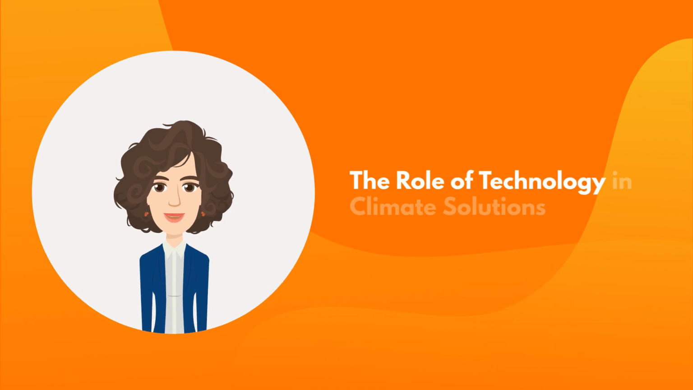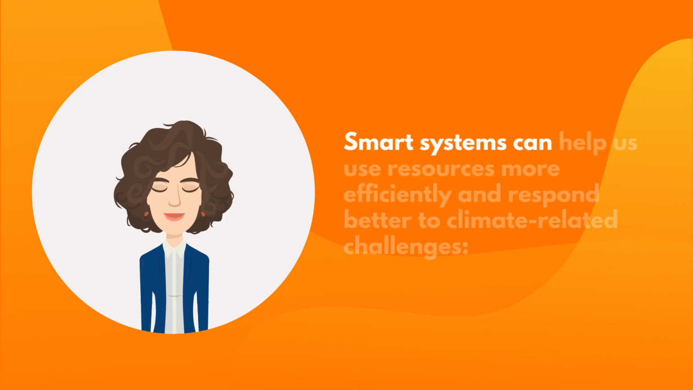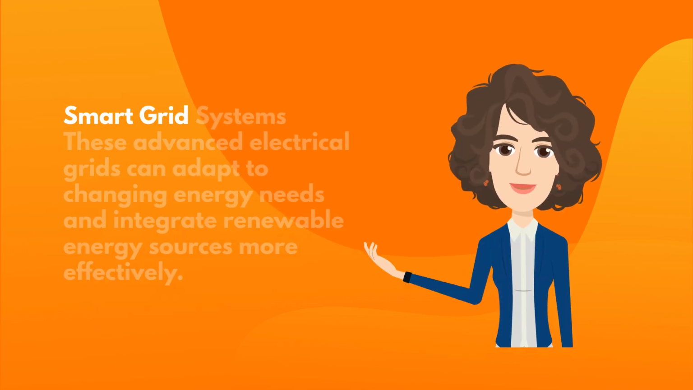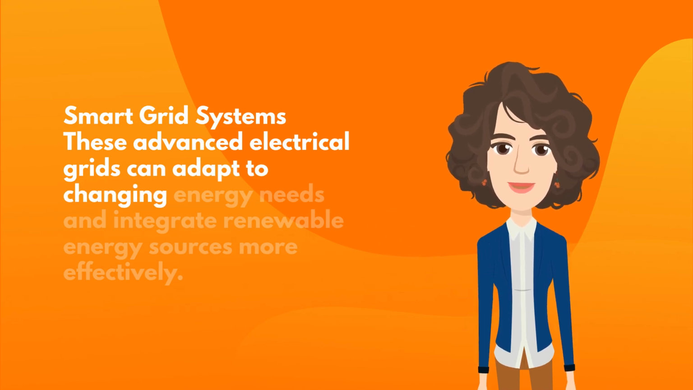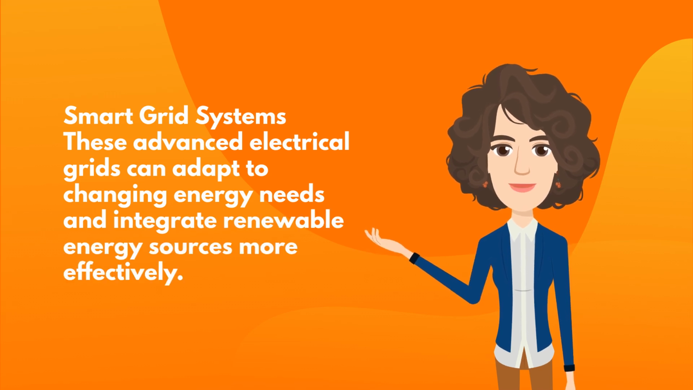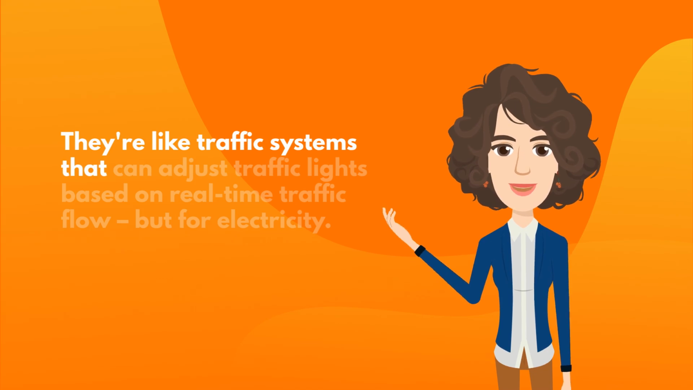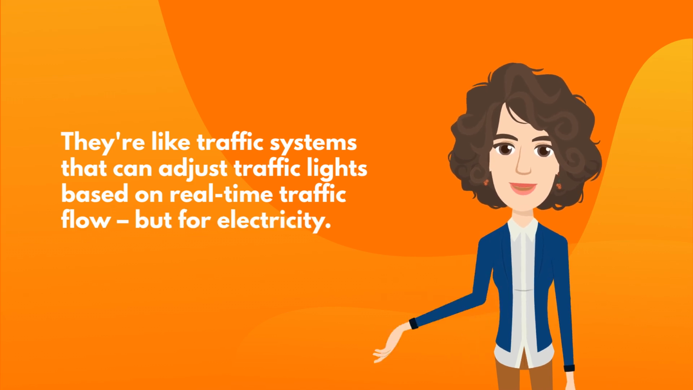The role of technology in climate solutions. Technology plays a crucial role in both mitigation and adaptation efforts. Smart systems can help us use resources more efficiently and respond better to climate-related challenges. Smart grid systems. These advanced electrical grids can adapt to changing energy needs and integrate renewable energy sources more effectively. They're like traffic systems that can adjust traffic lights based on real-time traffic flow, but for electricity.